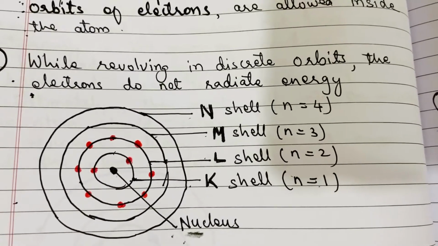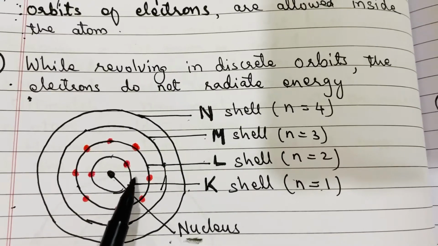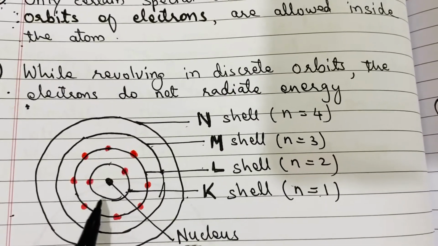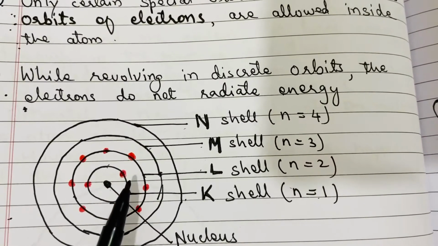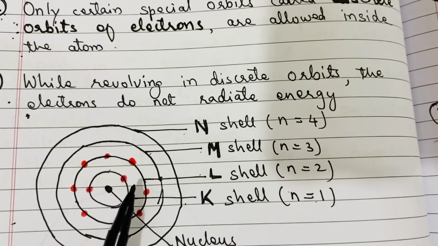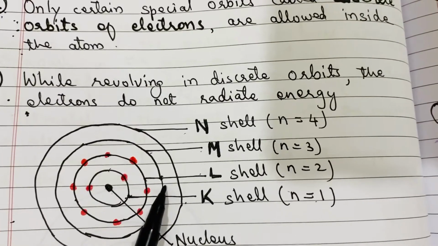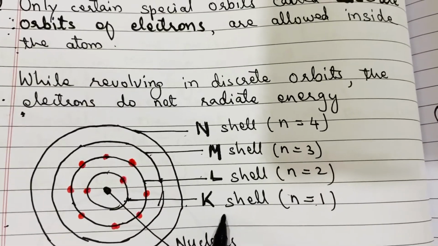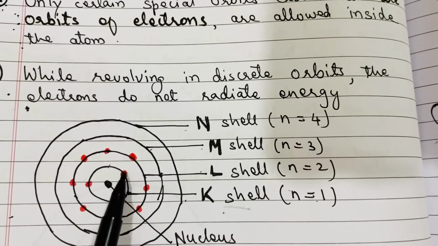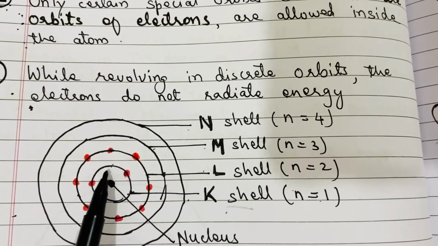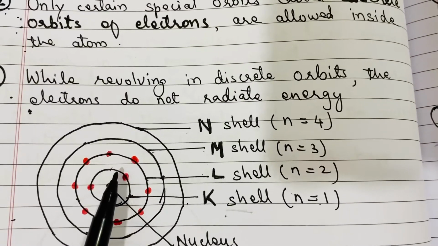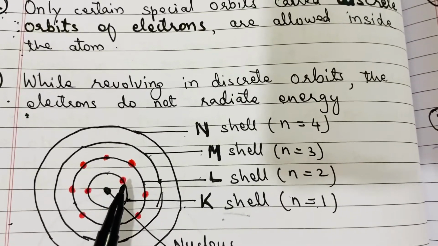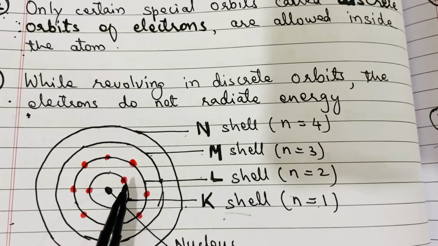Now around this nucleus there are certain orbits, and in these orbits negatively charged electrons are revolving around the nucleus in their circular path, and this path is called a shell. So there are various shells and names are given for these shells. The first shell is the K shell. The K shell can accommodate two electrons, and electrons are revolving around the nucleus in these specific orbits. And when these electrons are revolving, they do not radiate any energy.